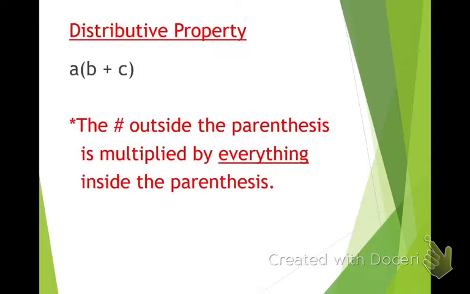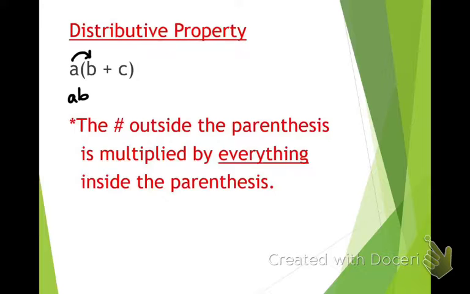If there is a number, or in this case, a letter outside the parentheses, we need to distribute it to everything inside the parentheses. So I want you to take your pencil. And we're going to go ahead and go like this. A to B. That means I've got to multiply A times B. If I multiplied A times B, it is called AB.